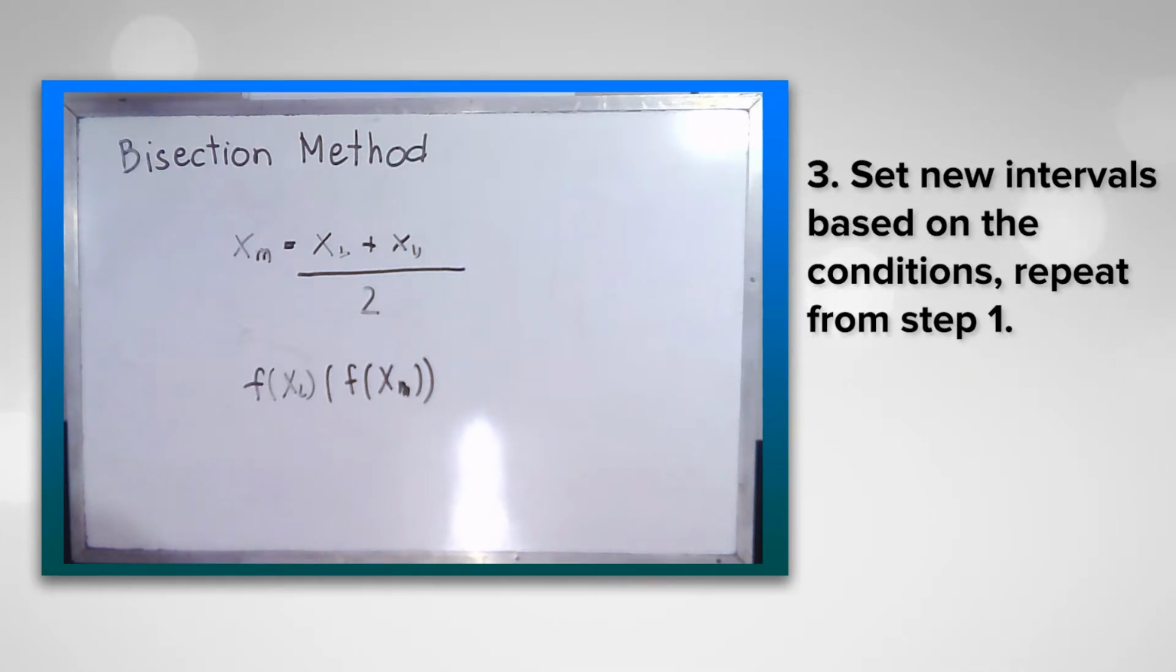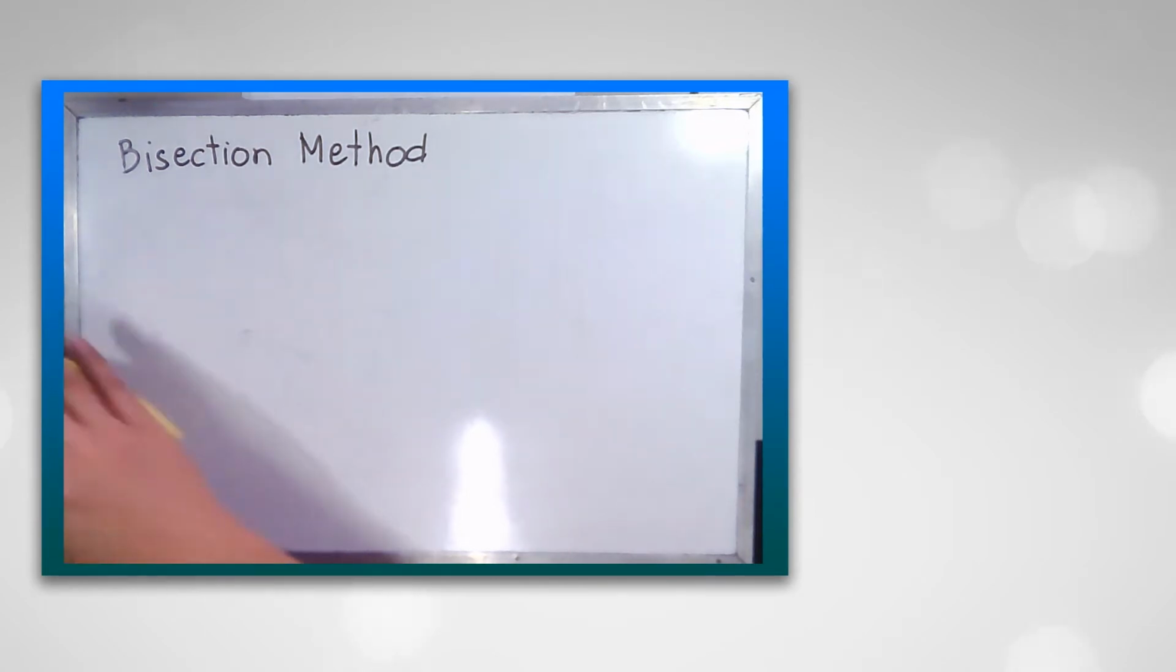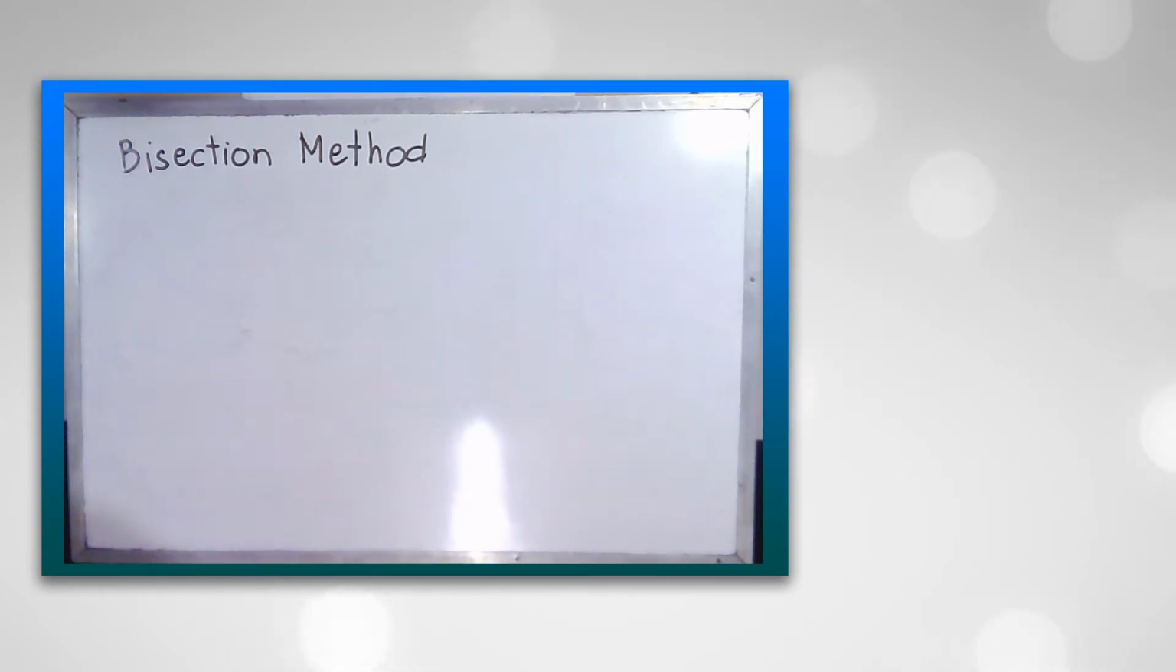Step 3. Set new intervals based on the conditions that were given in step 2. And then we will be repeating steps 1 to 3 until we have attained the specified tolerance or error bound of the problem. We will now be arriving at our example.